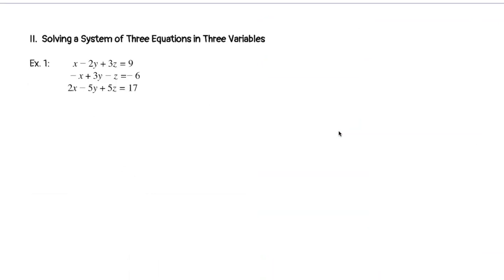So let's take a look at this example number one. All right, so this is what I mean when I say now we have a system. So a system of equations, but this time we have three equations in our system, and we have three different variables. And our goal at the end is to find a value for X, a value for Y, and a value for Z, okay?